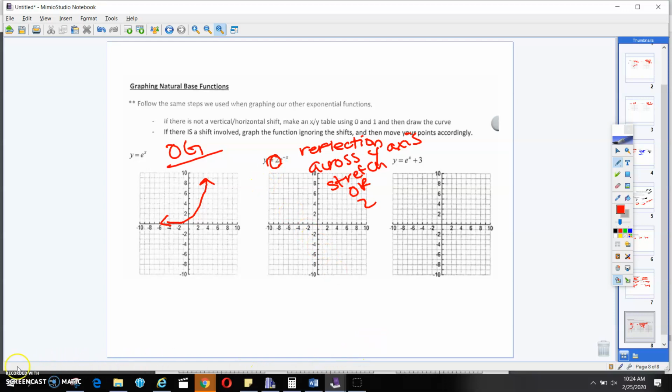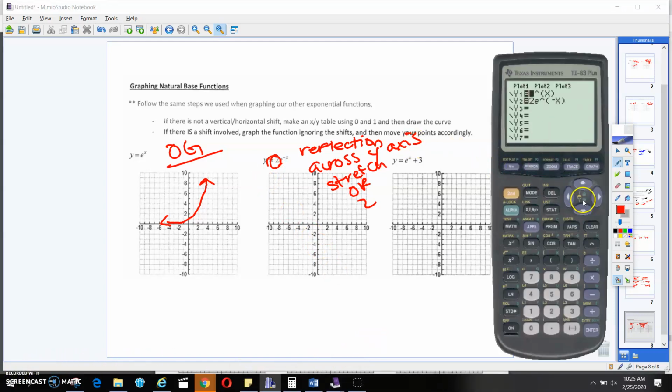So last one, we're going to go back into our graphing calculator. We're going to hit second ln. We're going to hit x. Make sure you put a closed parentheses on this one. Plus 3. You're going to hit graph.